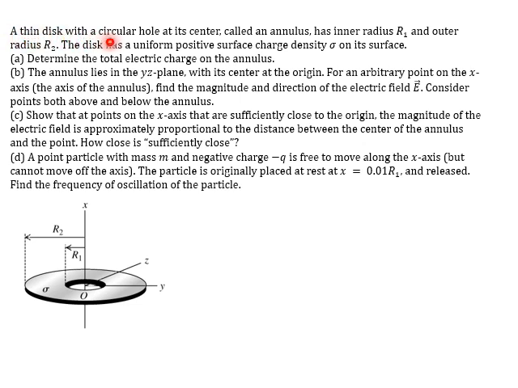This question feels a bit Jedi, so maybe I'll walk you through this one a bit. We have a thin disk with a circular hole at the center. This is called an annulus. So we had a solid disk, but we drilled out a bit from the center. Or maybe it looks like a flat donut. It has an inner radius of R1 and an outer radius of R2. The disk has a uniform positive surface charge density sigma on its surface.